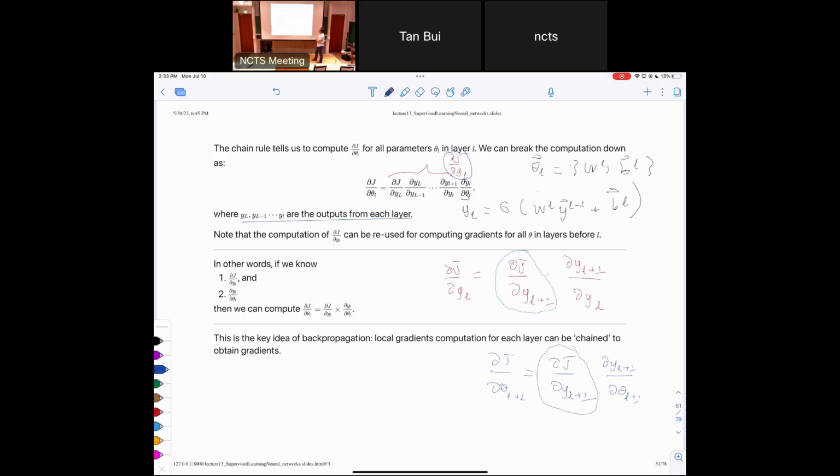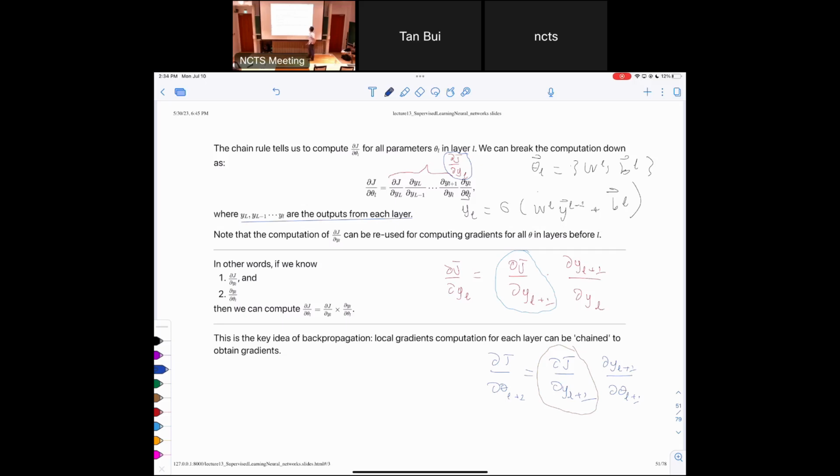Now you see that the process is very clear. This is the box that I want you to see. In other words, if we want to compute the derivative of the log function with respect to theta L, all I need is dJ with respect to YL, which is this one term here, and I multiply with dYL with d theta L.